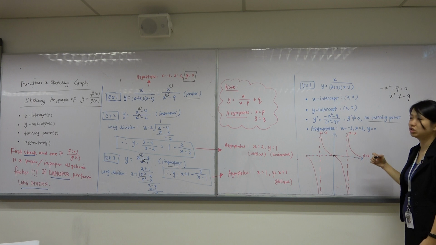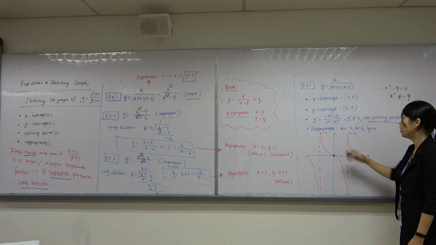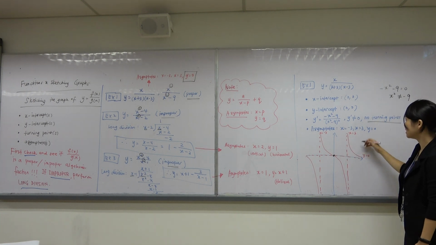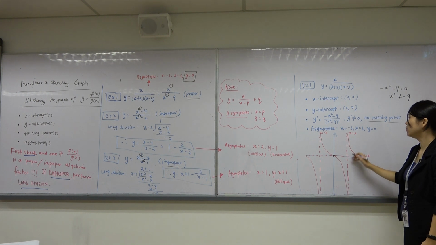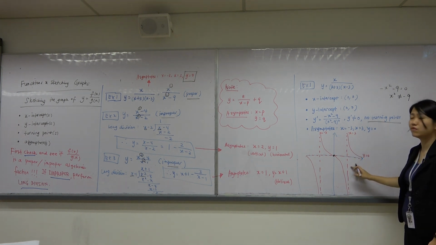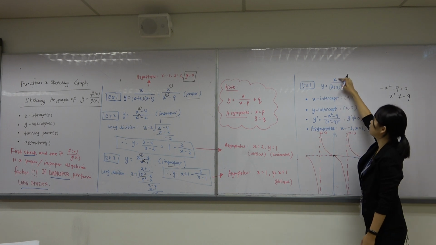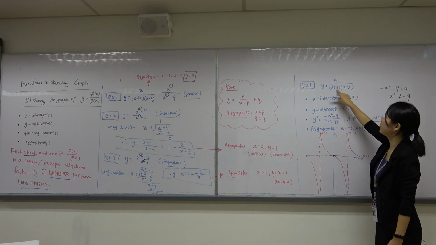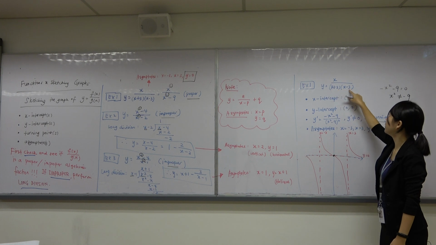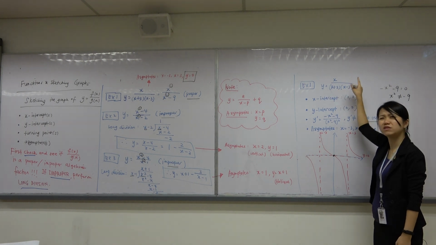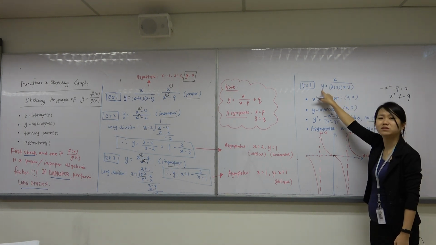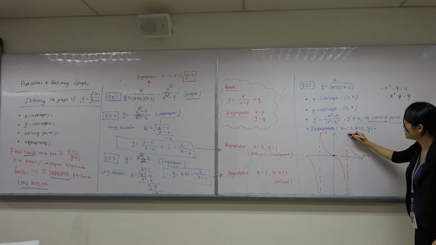So how do I tell the shape of my graph? You can always test it out by putting in a random value. For x more than 3, it could be 4. If I plug in 4 here, which is positive, 4 plus 3 is still positive, and 4 minus 3 is still positive. A positive divided by a positive would give me a positive y. Hence, I know I must have an arm here.